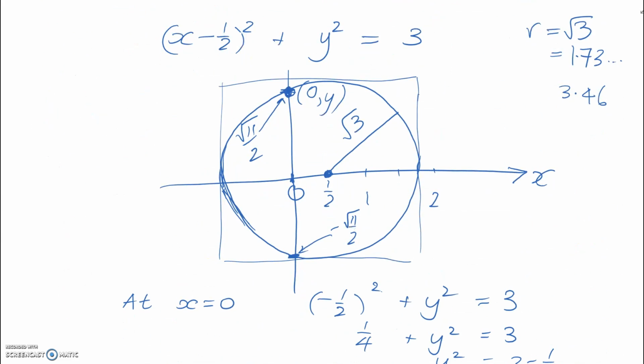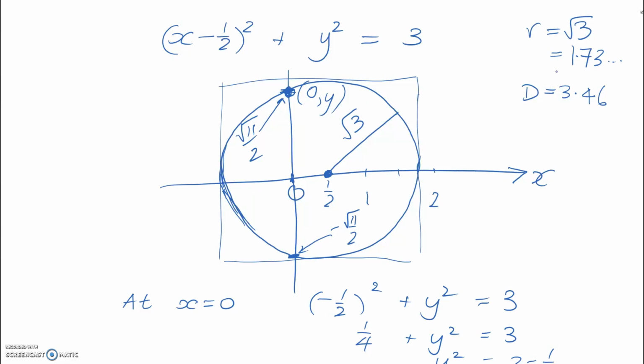Next one, pause it if you need to at any point. I've put a yucky one on now. X minus a half all squared plus y squared equals 3. In the real world, we don't always have nice, neat, even numbers. So let's do one that isn't. So that means if r squared is 3, r must be the square root of 3, which is about 1.73, which means that the diameter of that circle is about 3.46.